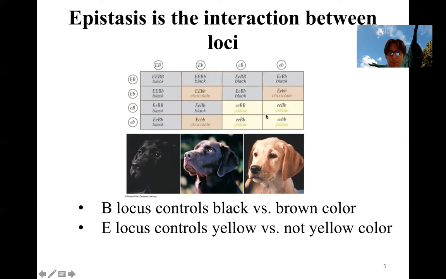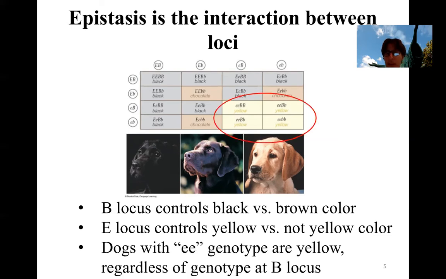In this picture up here, we have all possible 16 combinations of genotypes between the E and the B locus. And then superimposed on each of these 16 rectangles is the fur color. What we see is that no matter what the B locus is, whether you get the capital B or the lowercase b genotype, if you have the little e genotype of the E locus, the color of your fur is going to be yellow. Thus, the expression of what you get from the B locus is dependent upon the E locus. This is an example of epistasis.